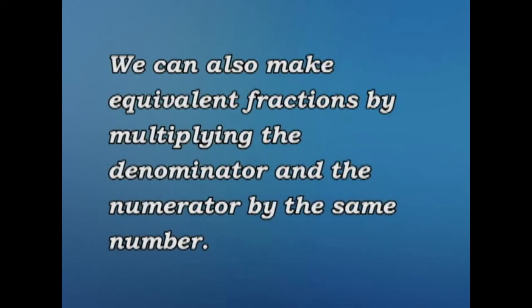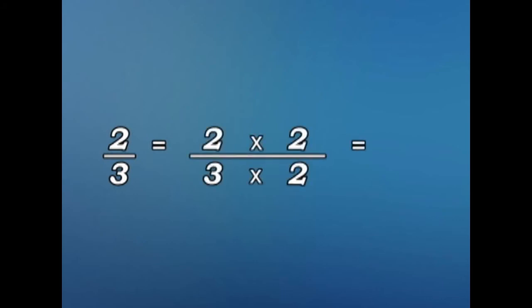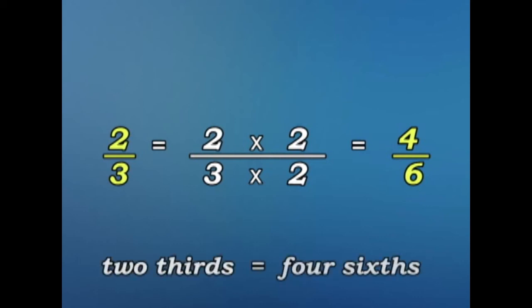We can also make equivalent fractions by multiplying the denominator and the numerator by the same number. Look at this. 2/3. Now if we multiply the denominator and the numerator by 2, like this, 2 times 2 and 3 times 2, we get 4/6. So we can say 2/3 is the same as 4/6.